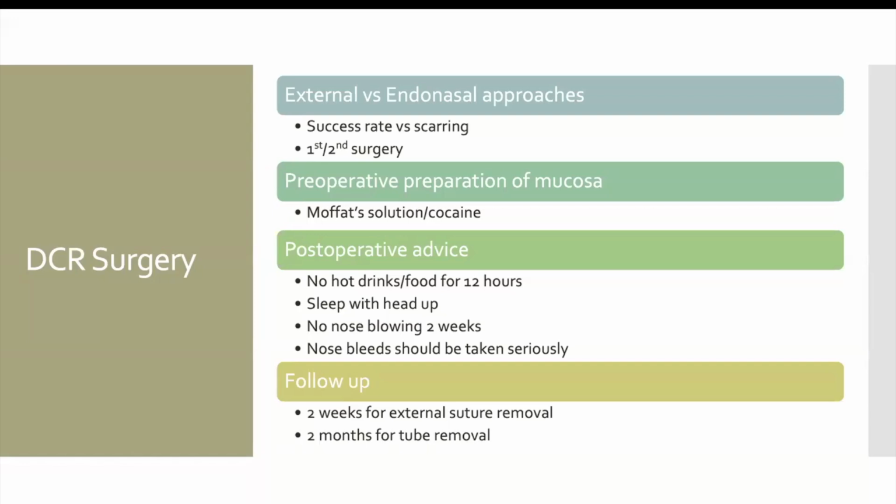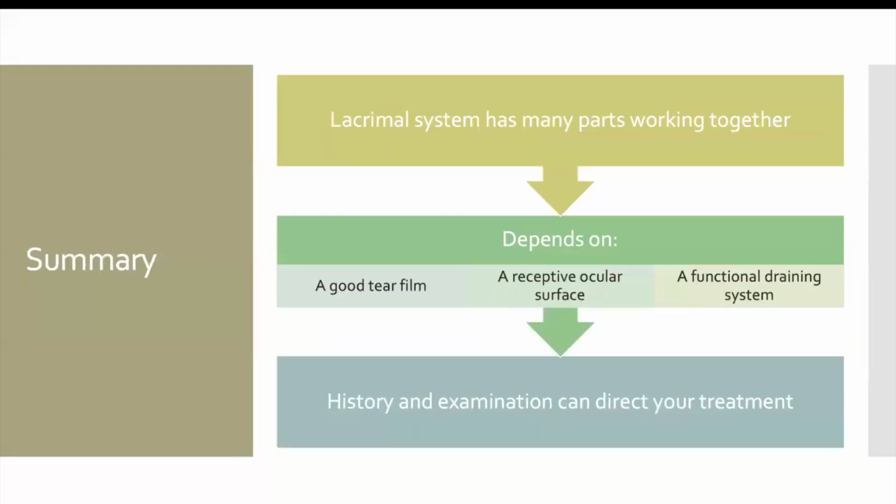There's also a variation of the DCR surgery where, if from your syringing you actually think there's a problem with the canaliculi as well, there's a canalicular DCR where you're actually putting a Jones tube in as well to try and open up the canaliculus, and you're not just creating a passage for the nasolacrimal duct. So there's a slight add-on procedure depending on where your problem is.